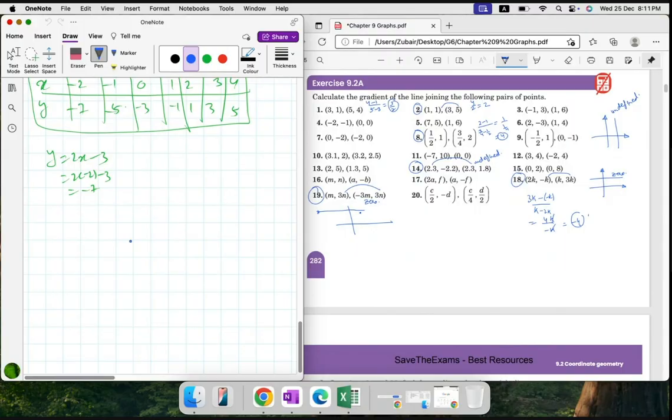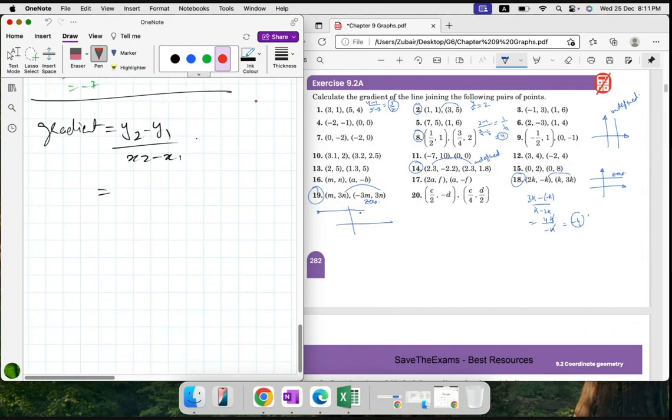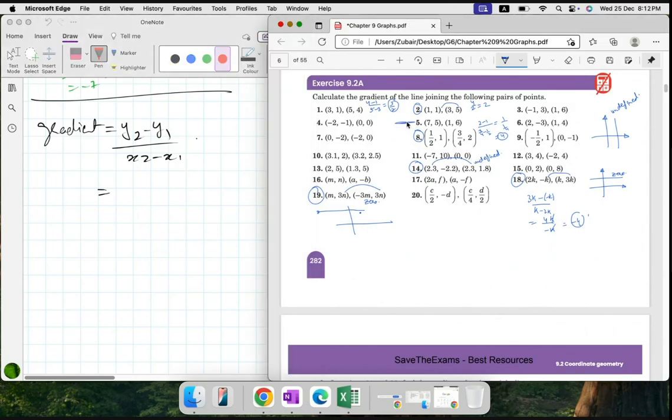So the first subtopic of coordinate geometry was gradient of the line. The gradient is y2 minus y1 over x2 minus x1. Do you remember this? Yes, sir, I remember this one. Let's do one question as practice. I'm going for number 5.